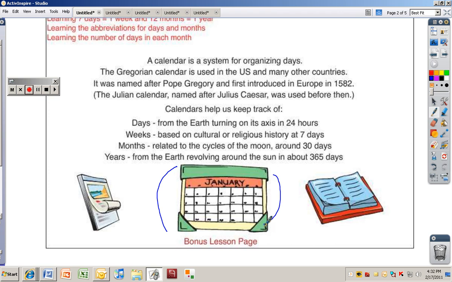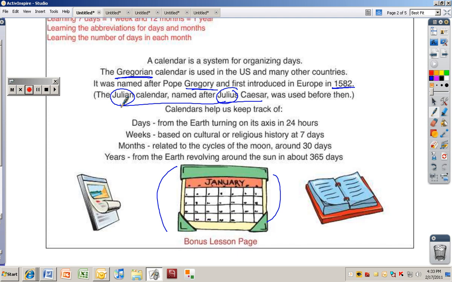The Gregorian calendar is used in the U.S. and many other countries. It was named after Pope Gregory. That's how they get the name Gregorian, because it's like Gregory. It was first introduced in Europe in 1582. That was a long time ago. The Julian calendar, named after Julius Caesar, see the relationship here between those two words, was used before then.